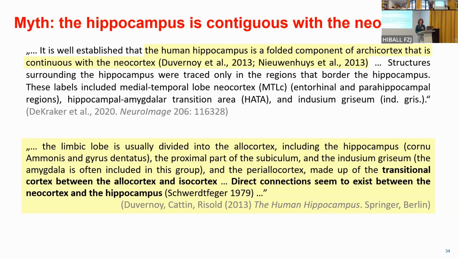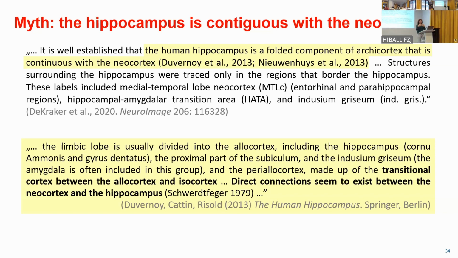So what Duvernois is telling us here is that the allocortex, to which the hippocampus belongs, is not continuous with the isocortex. Duvernois is telling us that the periallocortex, which is a type of mesocortex, is located between the hippocampus and the neocortex. Duvernois also says that direct connections seem to exist between the neocortex and the hippocampus.